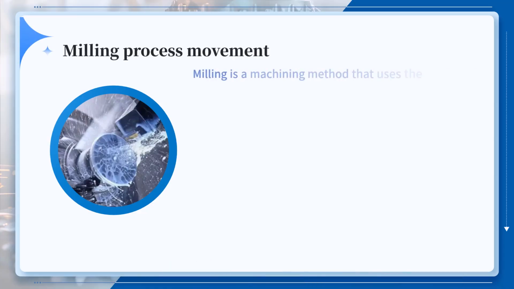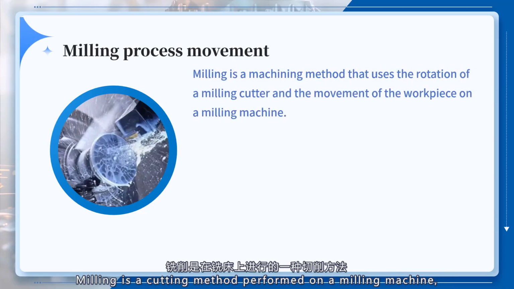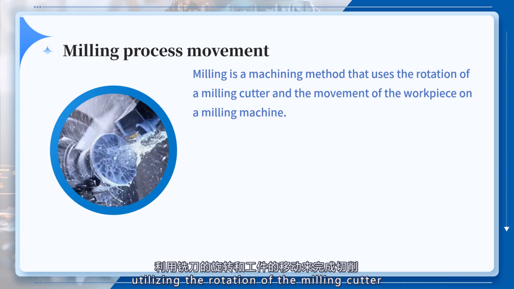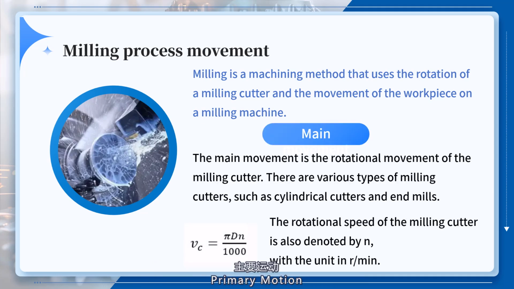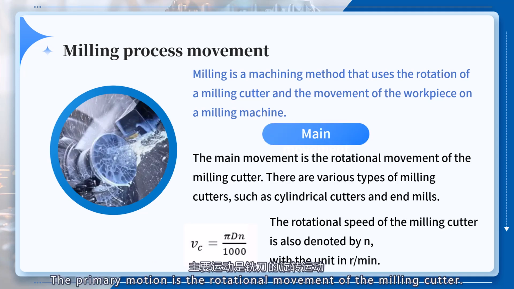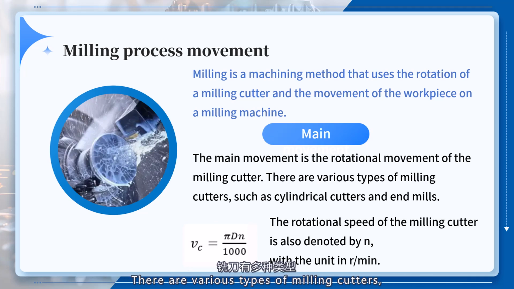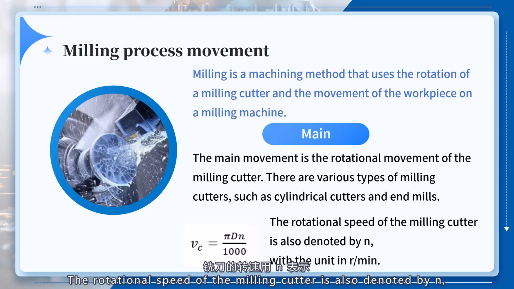Milling motion. Milling is a cutting method performed on a milling machine, utilizing the rotation of the milling cutter and the movement of the workpiece. Primary motion. The primary motion is the rotational movement of the milling cutter. There are various types of milling cutters, such as cylindrical cutters and end mills. The rotational speed of the milling cutter is also denoted by n, with the unit revolutions per minute.